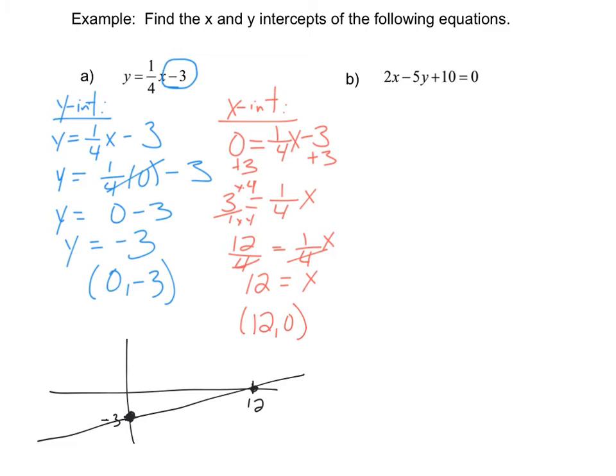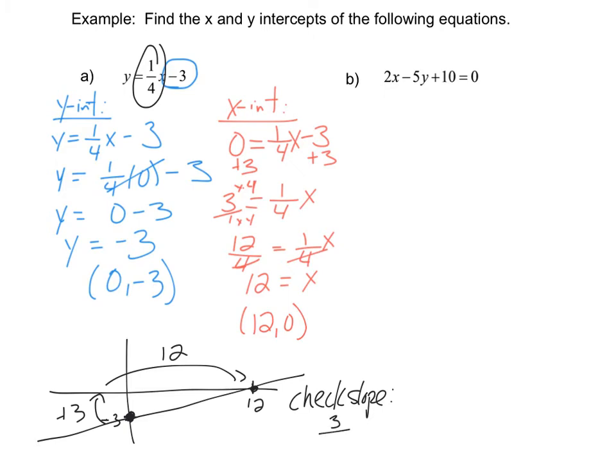There's my line. Now I can check to find the slope. I know from my rule that the slope is 1/4. Well, let's see what slope we get here. I'm going up 3 and over 12, both in the positive direction. So my slope would be 3/12, which can reduce to 1/4. So it's the same. Now let's try B.